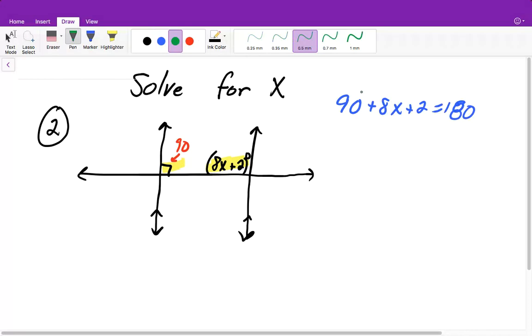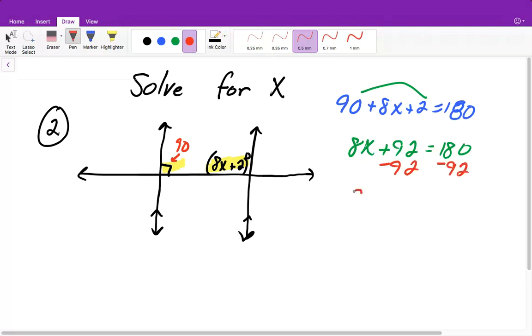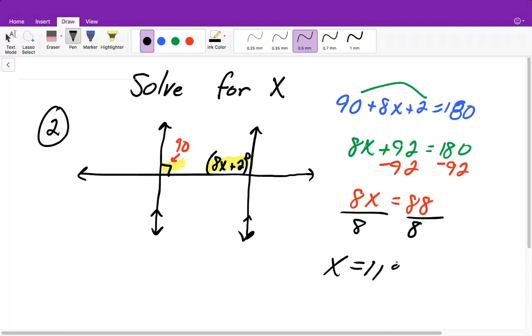We can then combine the 90 and the 2 to get 8x plus 92 is equal to 180. We can then subtract the 92 over. And now we get 8x is equal to 88. Divide each side by 8, and x is equal to 11 degrees. All right? And then one more question, and we're done with this video.